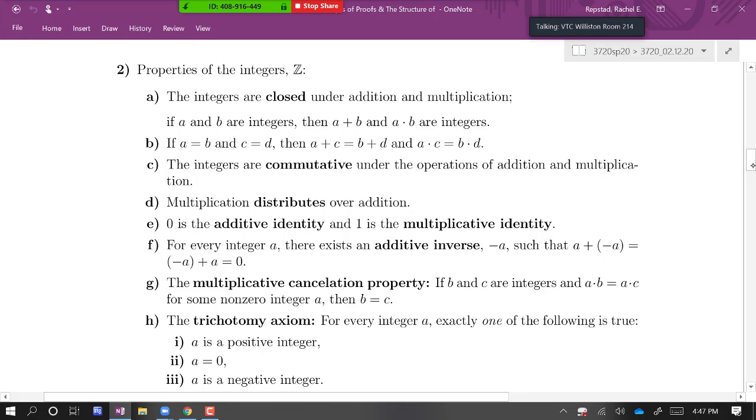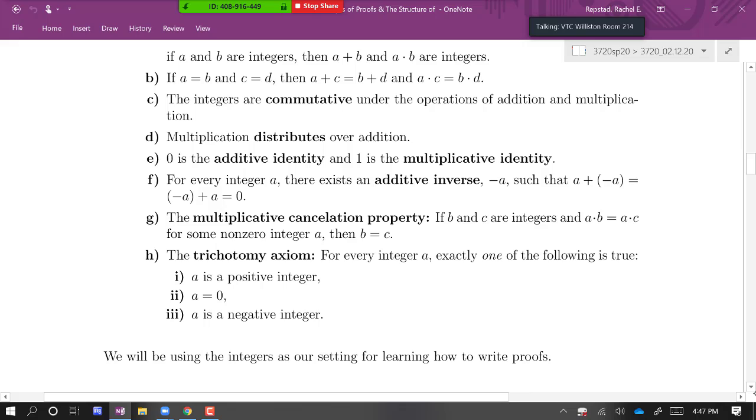And then some properties specifically of the integers. The integers are closed under addition and multiplication, meaning if I have two integers and I add them or multiply them, I'm just going to get another integer. I'm not going to create a fraction or something from those operations. Addition and multiplication are commutative. Multiplication distributes over addition. We have the additive and multiplicative identities of 0 and 1 respectively. Every element has an additive inverse, so every integer has a negative. And there's a multiplication cancellation property.